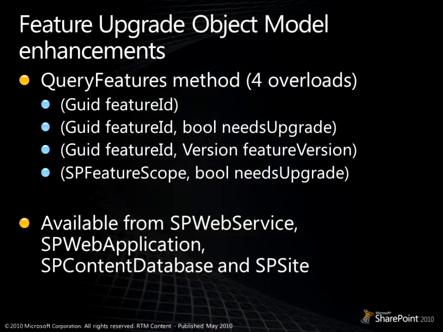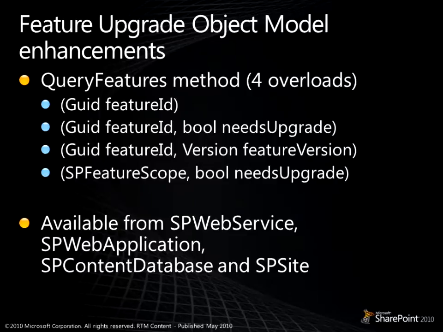Feature framework has also been improved at the object model level. We have now new methods available to query what kind of features are available on a farm and in the list. There are a few overloads for the QueryFeatures method, which helps to identify, for example, only features which have a newer version available. Calling the QueryFeatures method will return an SPFeatureQueryResultCollection, which will contain information on the features matched to your query. Depending on a feature, returned features could include features from various scopes of the site.